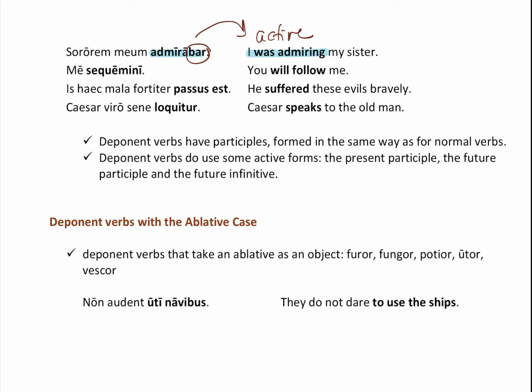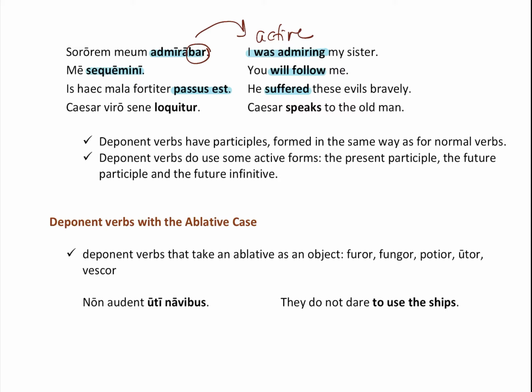All right, next one. Me sequemini. It also looks like passive. We know that it's a deponent verb. So it's a future, because of the mini, its future gets translated as an active. You will follow me. Is haec mala fortiter passus est. Again, we see that third principal part there. But it's perfect passive. Remember, it's perfect passive, but it's translated active. So, he suffered these evils bravely. He's not suffered by. He suffered these evils bravely.